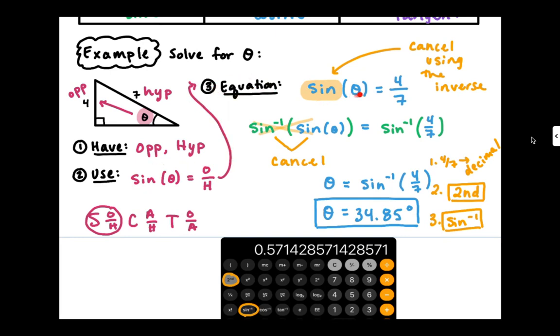So we had sine, theta is unknown, so it stays a variable, equals, and then we did the opposite side over the hypotenuse. Now we're solving for theta, so we need to get rid of sine. We do that by applying the inverse to both sides of the equation. So I did sine inverse on the left, and I did sine inverse on the right. Sine inverse and sine nicely cancel out, so I only have theta left over here. And then I just needed to use my calculator to evaluate this. Punch in 4/7, hit the second button, hit sine inverse.